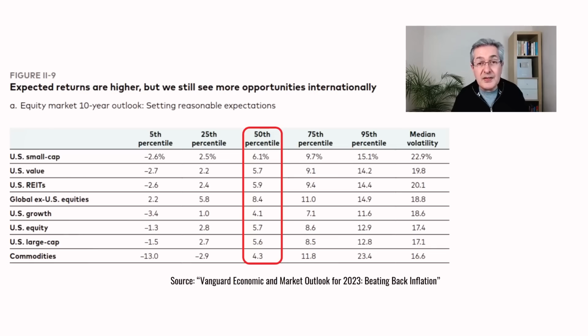But of course, the US is a huge and very varied market. So if you break it down into its subcomponents, there's actually quite a bit of variation amongst different types of US stock. The 10-year forecast, the central forecast, is this 50th percentile, which I've highlighted for each of these different slices of the US market. The one which really stands out for me is US small caps, which are expected to have a 6.1% return on average over the next 10 years. And that's considerably better than US equity as a whole, which is 5.7%.